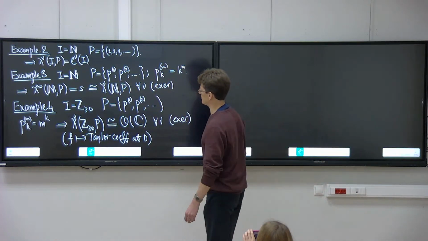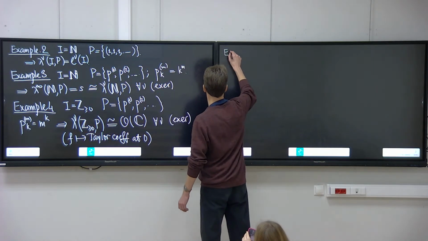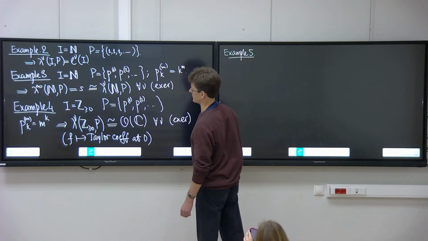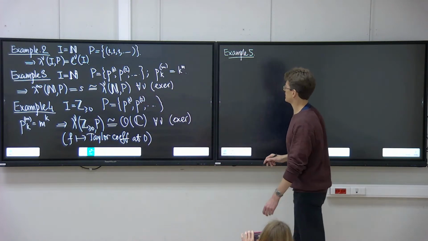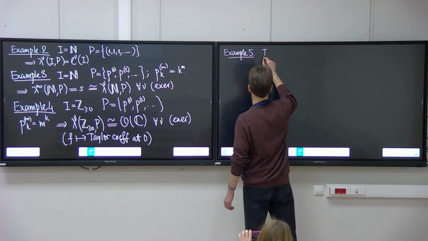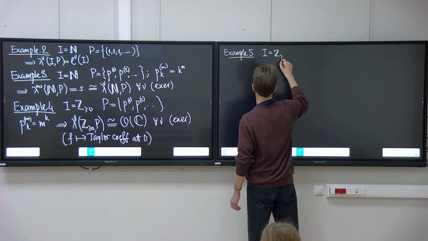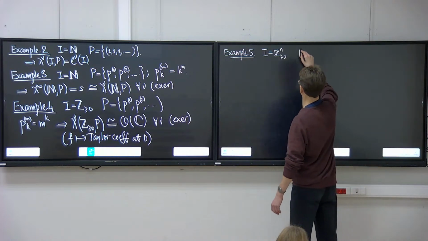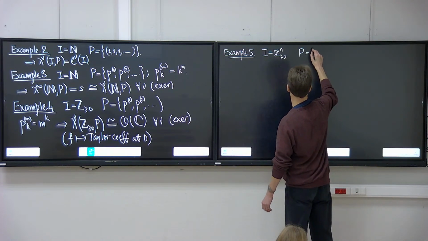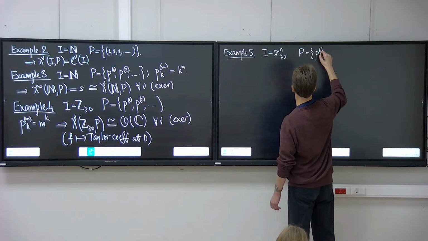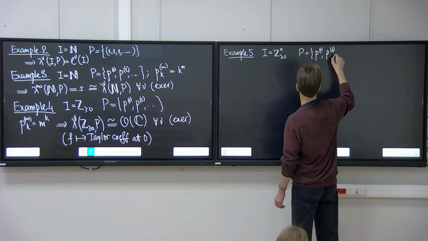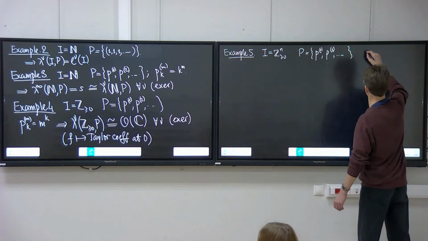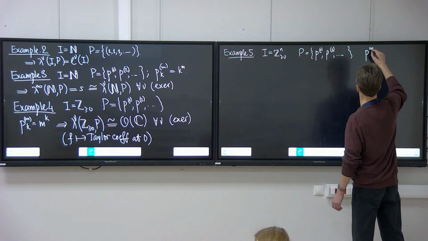Example 5 is a useful generalization of example 3. So suppose I is the set of all n-tuples of non-negative integers. The Köthe set P is countable, P1, P2, and so on. And the M sequence looks as follows.